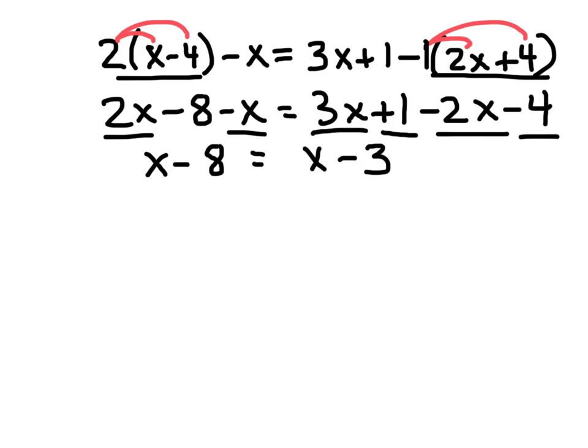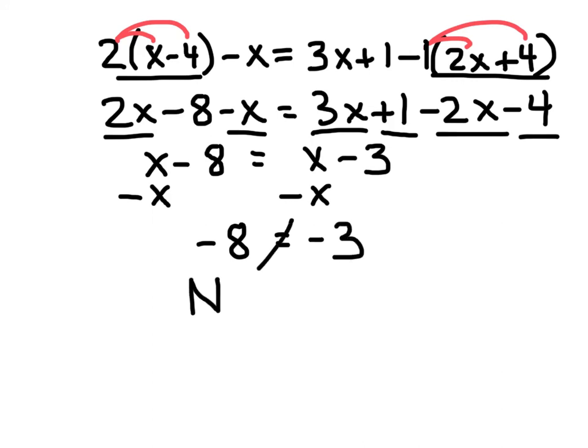All right, if we stop right here, we can see that what's on both sides of the equation will never be equal to one another, ever. It doesn't matter what x is. And if you want to take it a step further, you can subtract an x from both sides, and you'll get negative 8 equals negative 3. That's a false statement, so there'll be no solution.